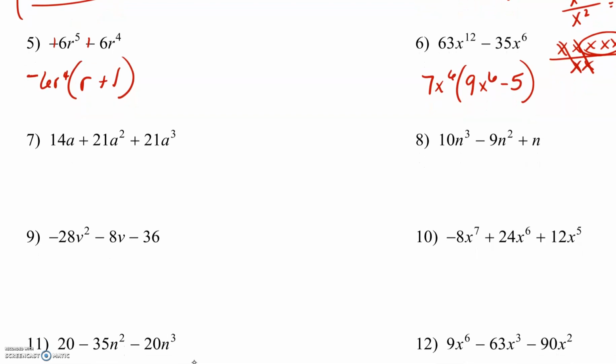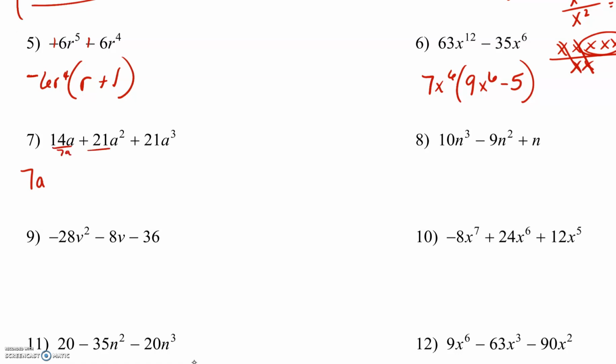All right, let's look at number 7. So if we have 3 terms, we want to look at all 3 terms, and we have 14, 21, 21. They all share a factor of 7. They also all share an a. So the biggest number of a's that they all have would just be 1a. Because this term right here doesn't have 2 a's and it doesn't have 3 a's, but each one of them have 1. So we're going to take a 7 out and an a.